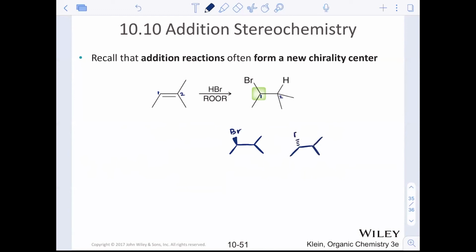Notice carbon 1 is chiral, carbon number 2 is not. I do not need to show stereochemistry if I don't have a stereocenter. And so therefore, we would just see these 2 products.